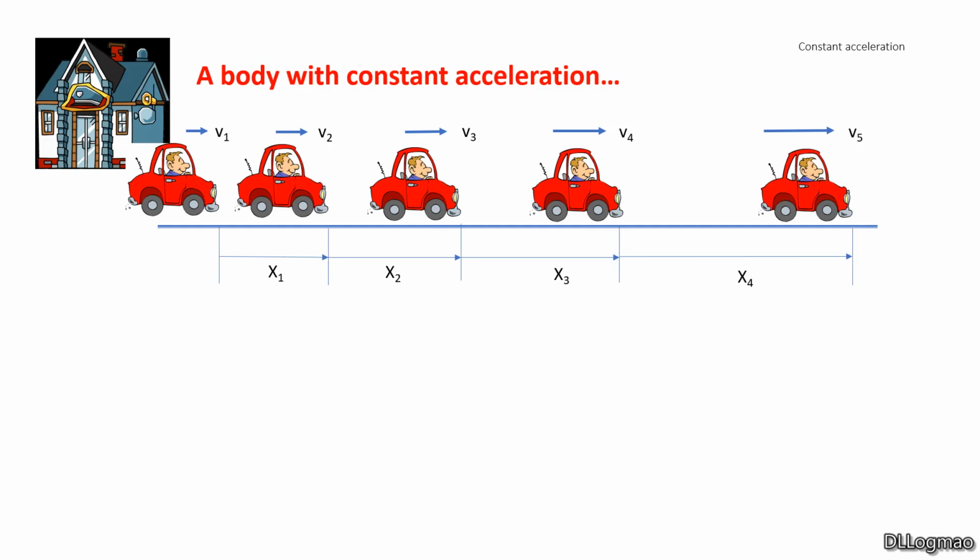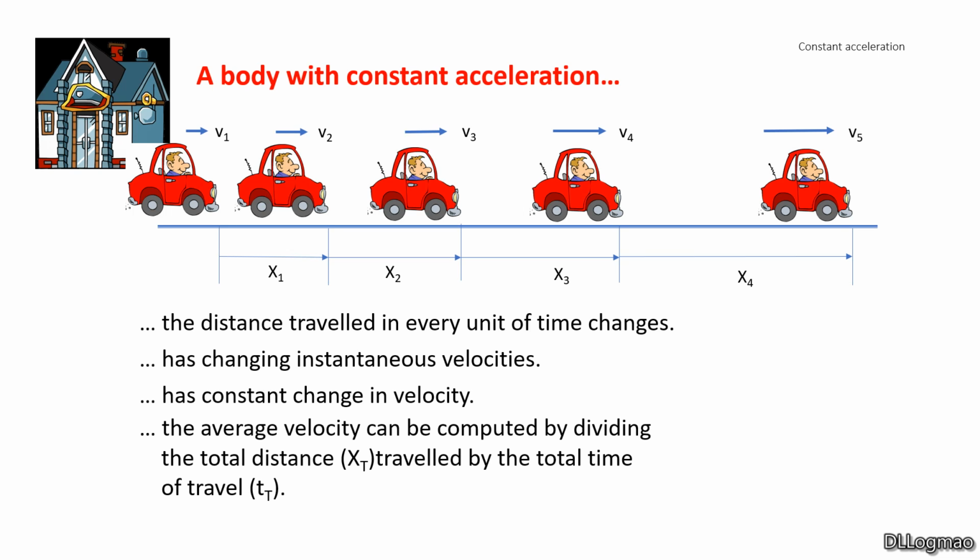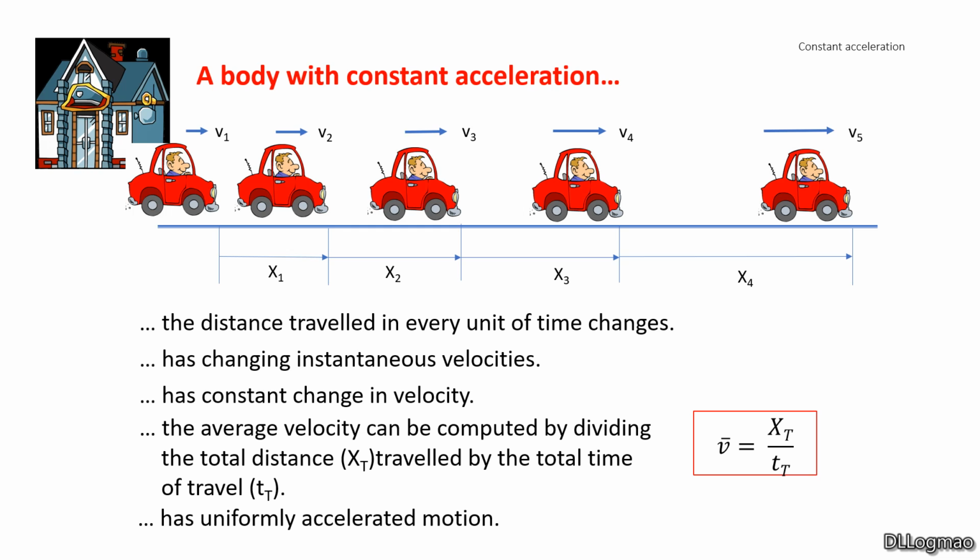For a body with constant acceleration, the distance traveled in every unit of time changes, increasing or decreasing. The instantaneous velocities change, increasing or decreasing. It has a constant change in velocity, increasing or decreasing. The average velocity of the body can be computed by dividing the total distance traveled by the total time of travel. And it has a uniformly accelerated motion.